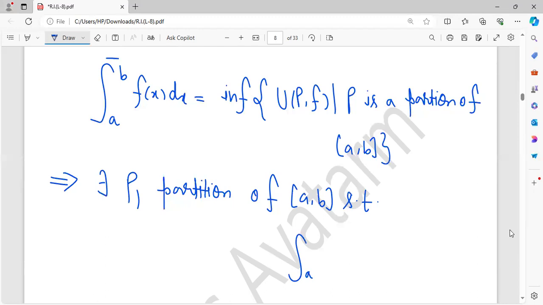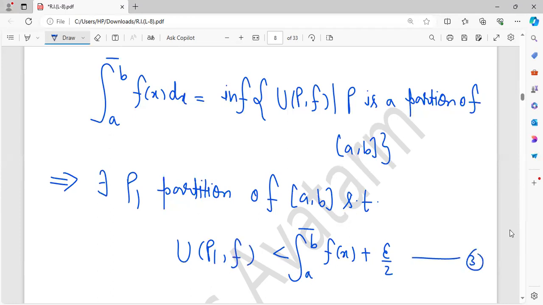because we are adding something to the infimum, let's say epsilon by 2, this is a positive quantity. So there will always be a member here. So U(P1, f) satisfies this, and one partition will be there which is strictly less than U(P1, f). Let's say this is equation number 3.